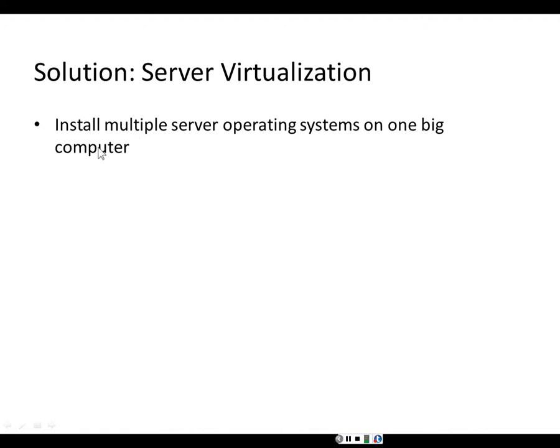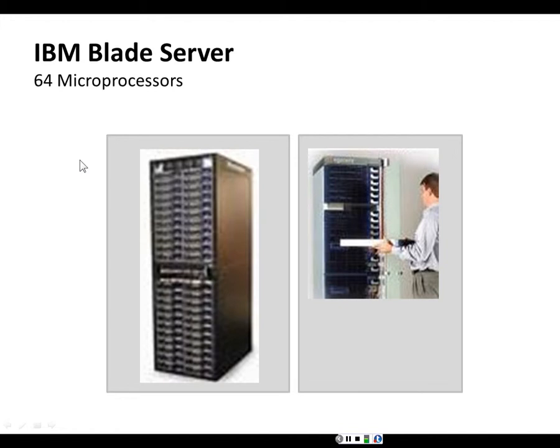In server virtualization, we install multiple server operating systems on one big computer. Let's look at the IBM Blade server. An IBM Blade server is a big old server as tall as I am, and it has multiple blades. And you see this thing here that the guy is pulling out? It looks like a lunch tray. Well, that is a blade.